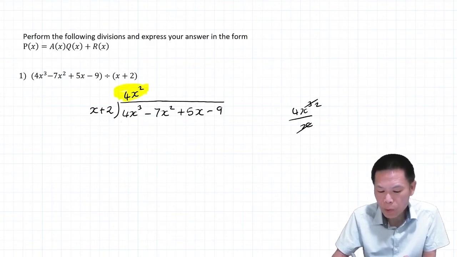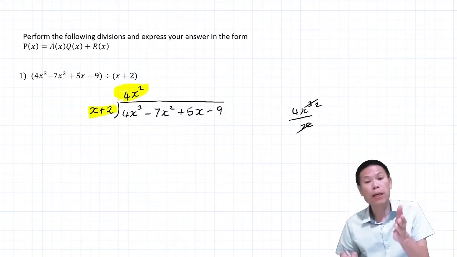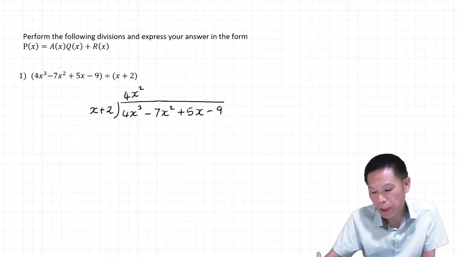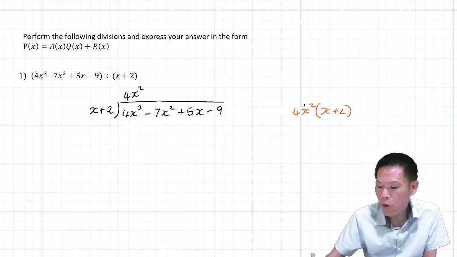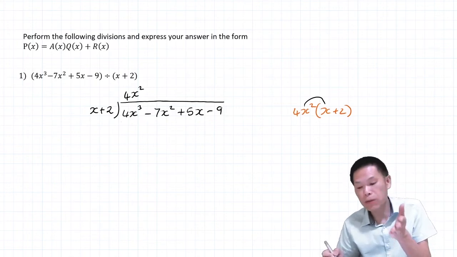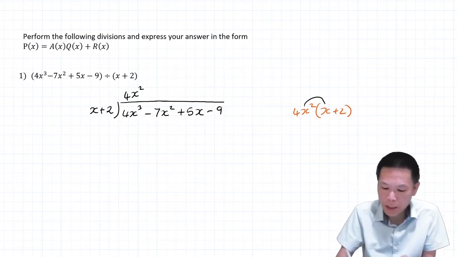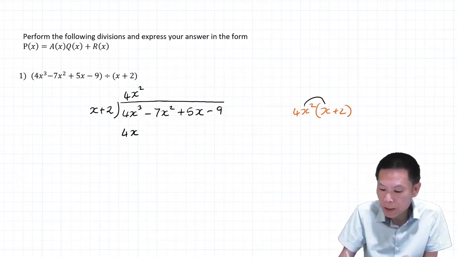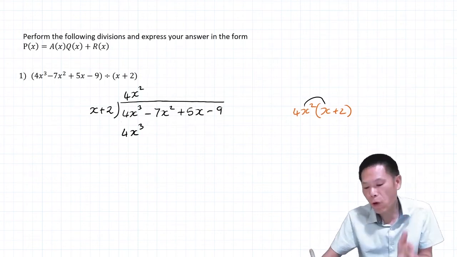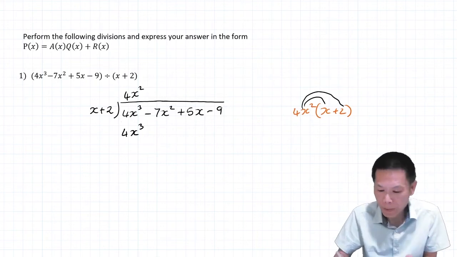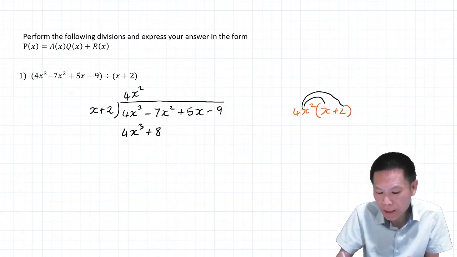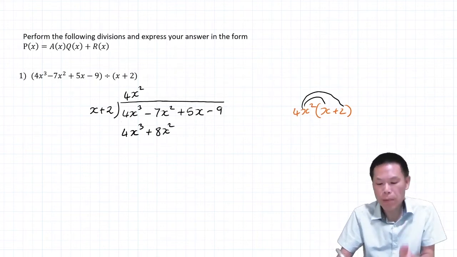4x squared, we times it by x plus 2. So 4x squared times x is 4x to the power 3. Then we write it underneath, so 4x to the power 3. Now 4x squared times 2 is 8x squared. So just write 8x squared. Then we just minus it, okay?